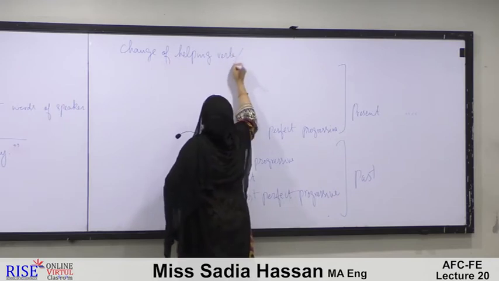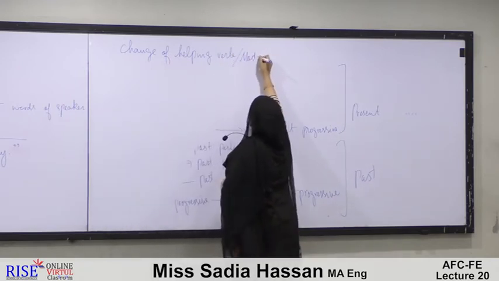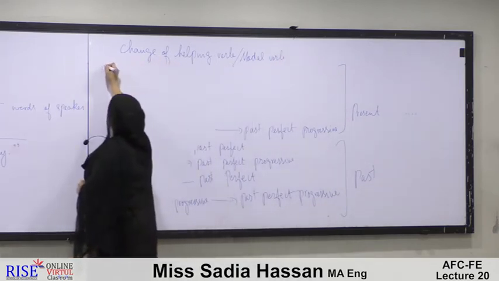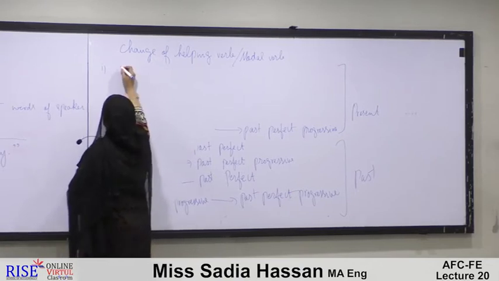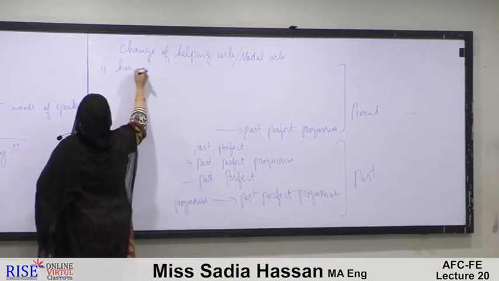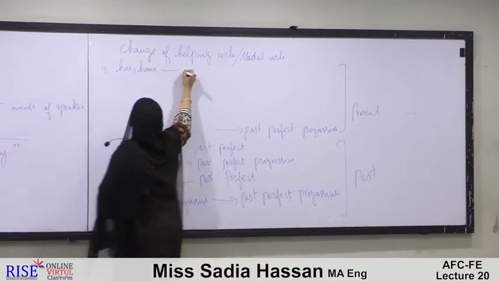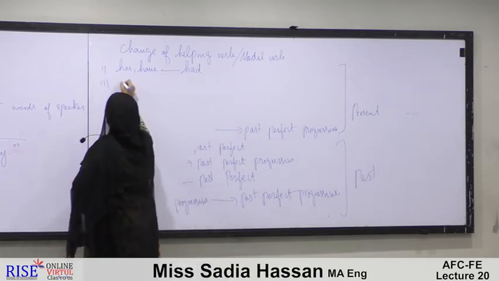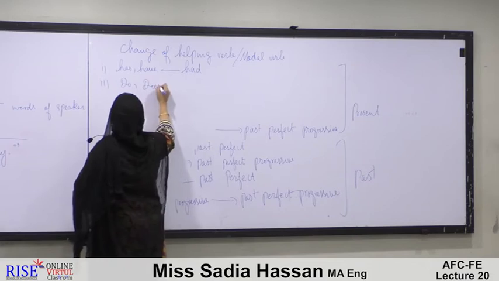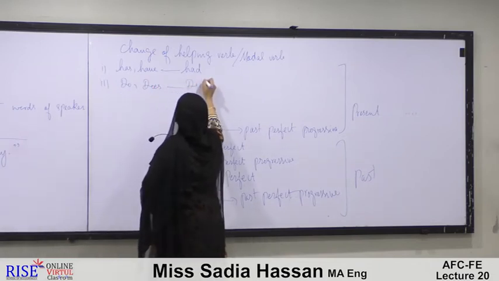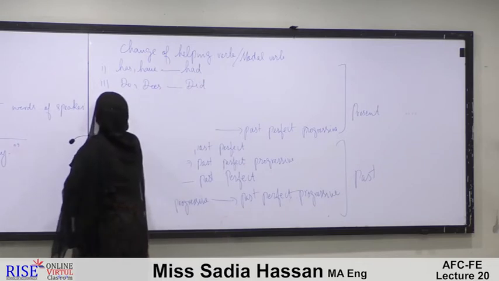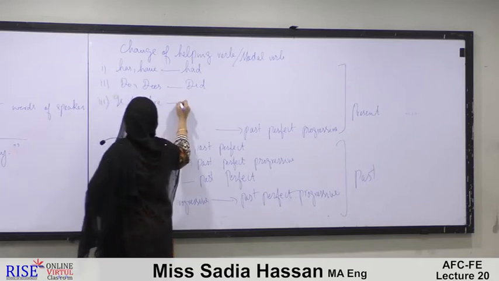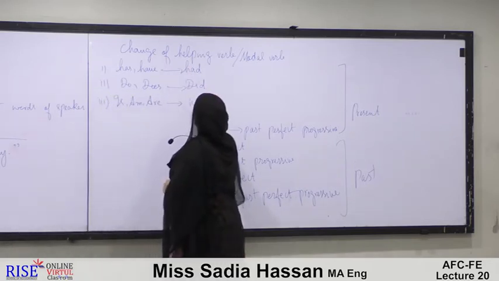Helping verb and modal verb. Number one: has, have into had. Number two: do, does into did. Number three: is, am, are into was and were.